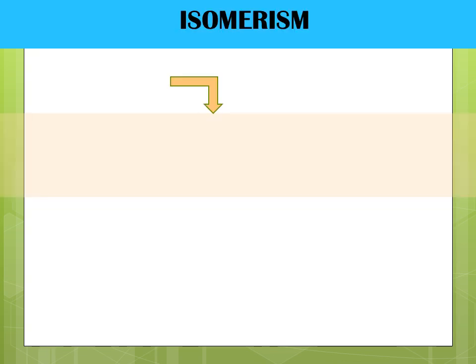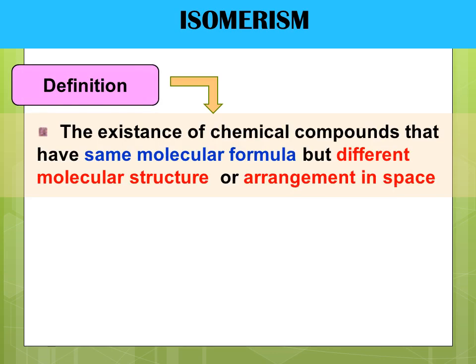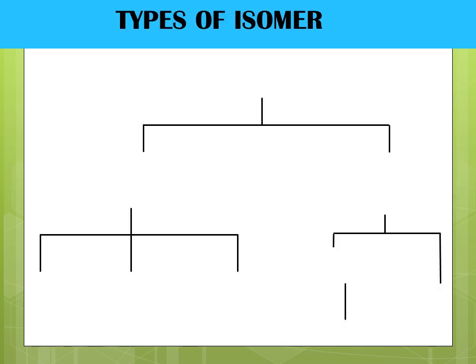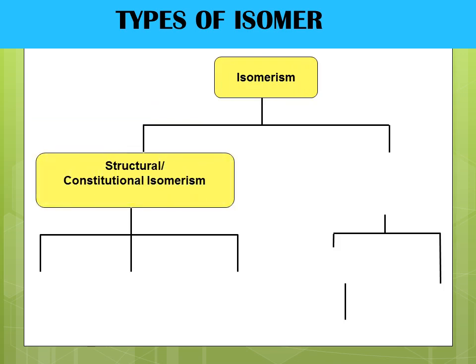Organic compounds that have the same molecular formula but different arrangement of atoms are known as isomers. The existence of two or more organic compounds with the same molecular formula but different arrangement of atoms is called isomerism. There are two types of isomerism: structural or constitutional isomerism, and stereoisomerism.